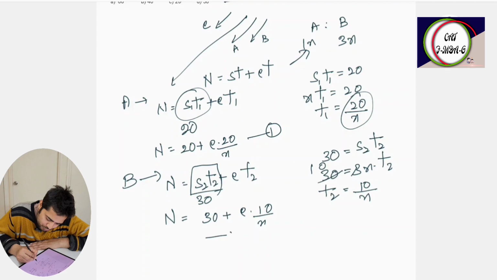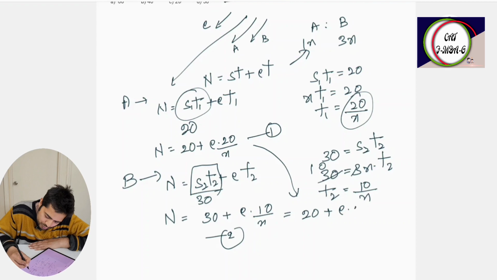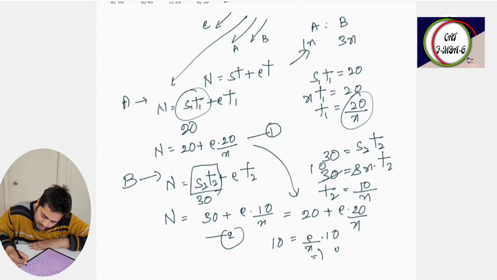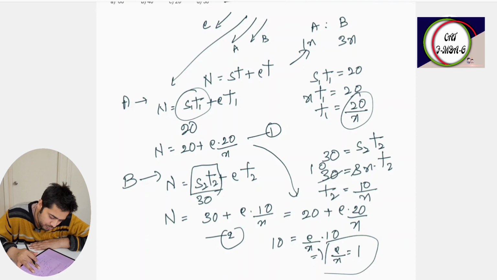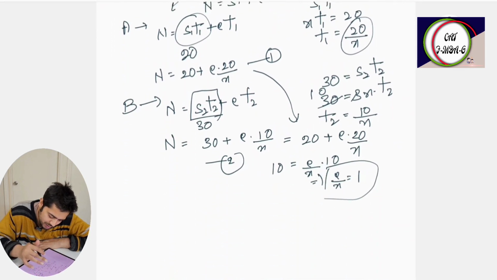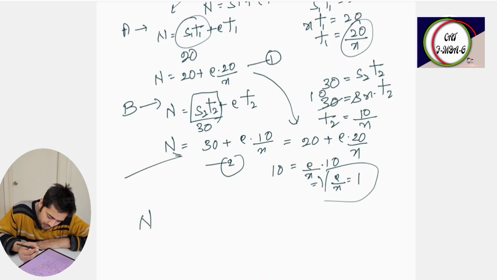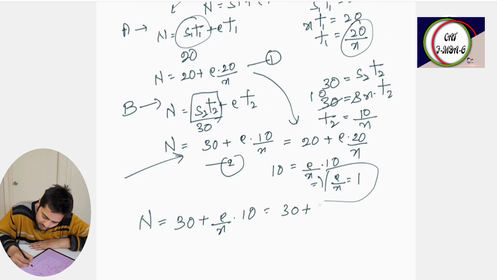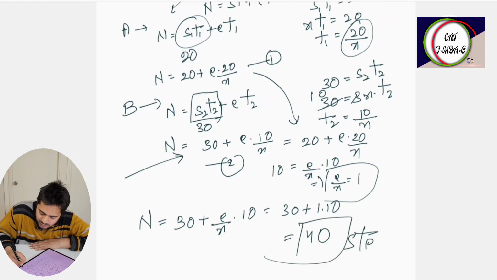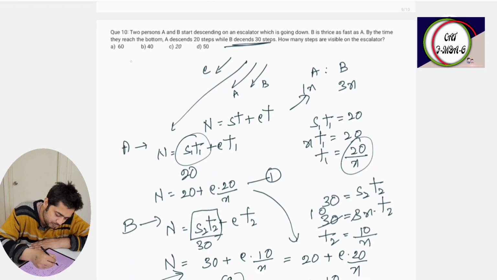Equating equation number 1 and 2: 30 plus e into 10 by x is equal to 20 plus e into 20 by x. So 10 is equal to e by x into 10. e by x is equal to 1. What we have to find out is how many steps are visible on the escalator. So n, putting in equation number 2 or 1, is equal to 30 plus e by x into 10, which is 30 plus 1 into 10, is equal to 40. 40 steps is the right answer. Yeah, 40 is given.